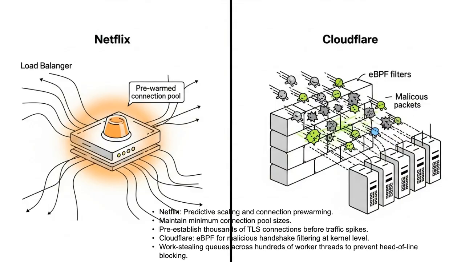Cloudflare, at the forefront of internet security and performance, faces a different magnitude of challenge with constant malicious traffic. They deploy eBPF programs running directly in the kernel to filter out obviously malicious or malformed handshake attempts at line rate. This critical defense prevents these wasteful requests from ever reaching user space worker threads, thus safeguarding CPU cycles for legitimate traffic. Furthermore, Cloudflare employs highly efficient work stealing queues across hundreds of worker threads, preventing head-of-line blocking when one worker might encounter a particularly slow or problematic operation.